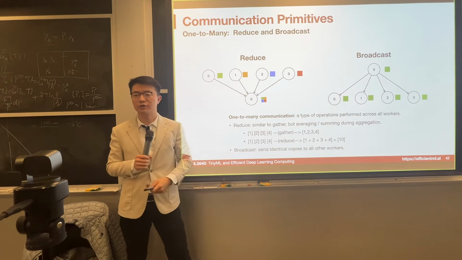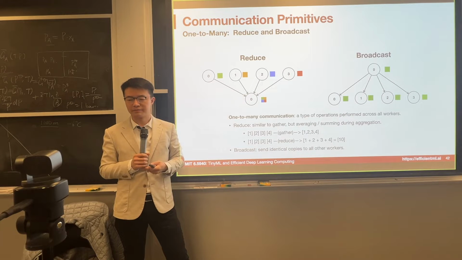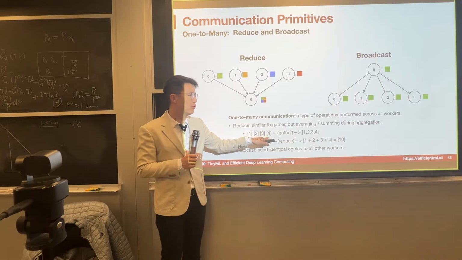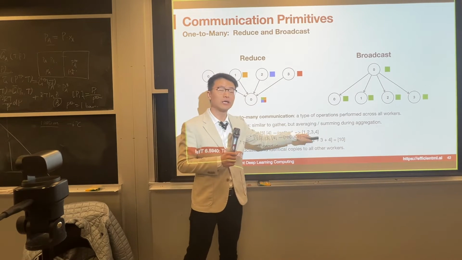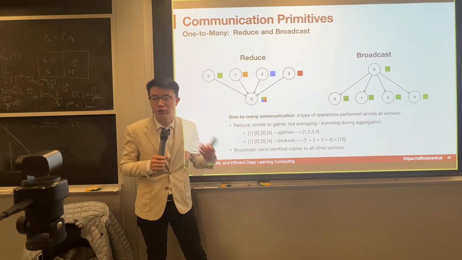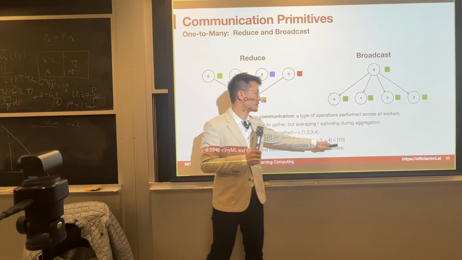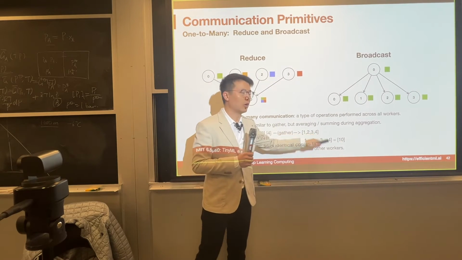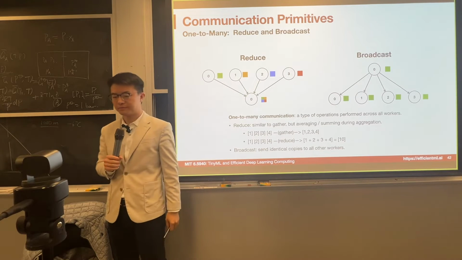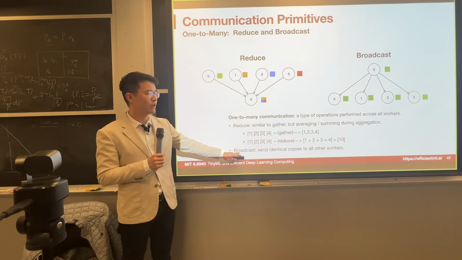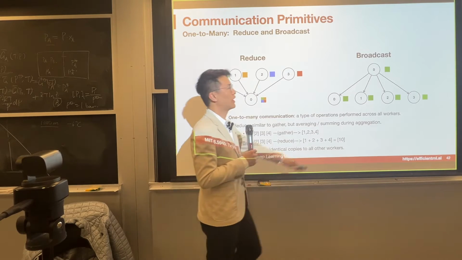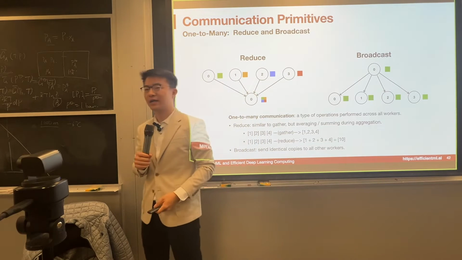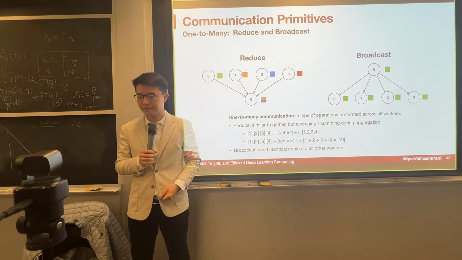Sum is probably one of the most commonly used reduction function. Comparing gather and reduce, for example, we have 1, 2, 3, 4. The gathered result will be an array with 1, 2, 3, 4. But the reduced result will be summing them up together with a single value. It's 10. It's a single scalar value rather than 4 separate values. And then we have this broadcast, just the same value, like in green, and then we send it to all the workers. So all the workers have exactly the same copy. So that's broadcast.